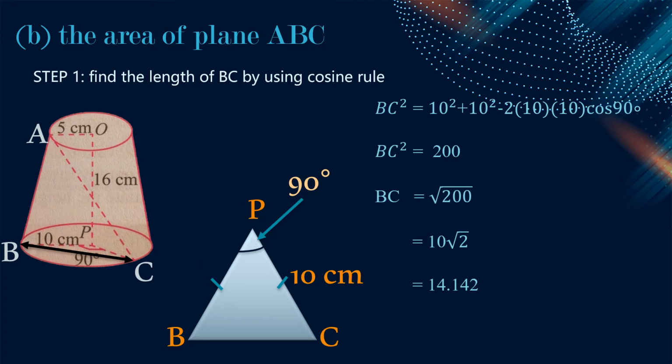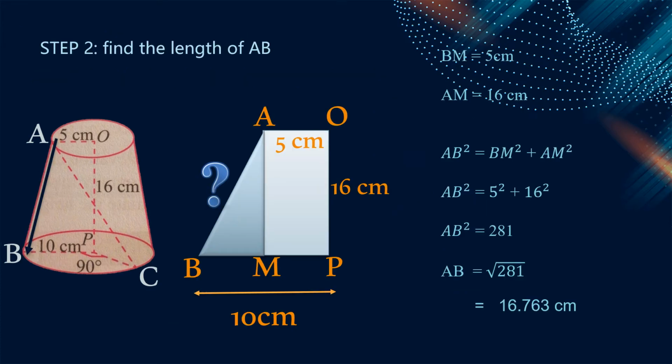Okay, now let's move to the next question. We must calculate the area of plane ABC. Firstly, we must find the length of BC by using the cosine rule formula, as you can see in the diagram beside. I hope that everyone has memorized the formula, so we get the answer in decimal points. Next, for step 2, we must find the length of AB. So how to find the length AB? We have length BM, which is 5 cm, and AM, which is 16 cm, as you can see in the diagram there. Then we just need to use Pythagoras' theorem.